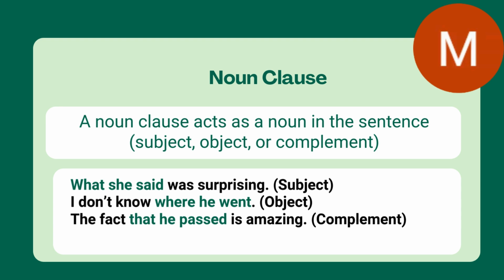Look at the first example. What she said was surprising. Here, the noun clause, what she said, is acting as a subject. In the second example, I don't know where he went. Here, where he went is acting as an object of the sentence. In the third example, the fact that he passed is amazing. Here, the noun clause that he passed is acting as a complement.